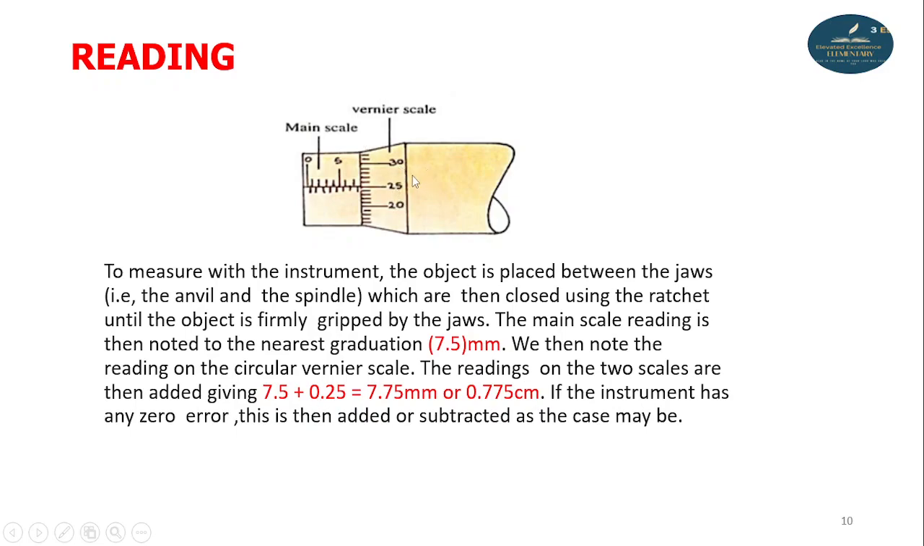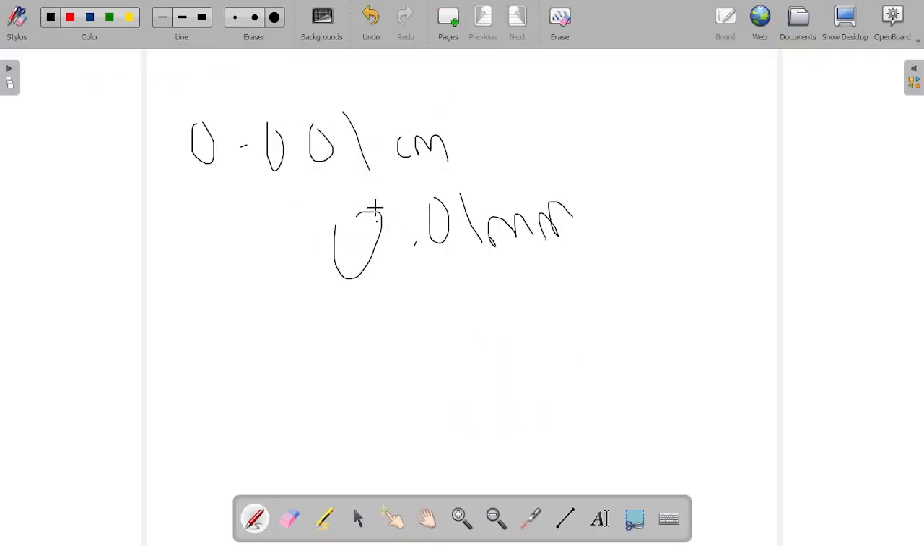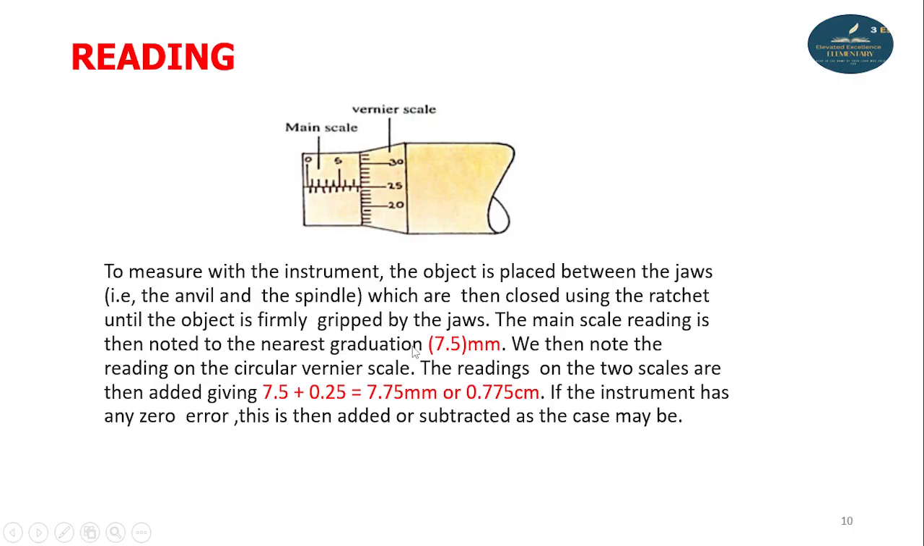So it depends on the gradation of this scale. If it was in millimeters, then we multiply 25 by what? By this 0.01 millimeters. So we get 0.25. That's how 0.25 is gotten here. So then 0.25, the vernier scale reading, is added to the main scale reading to get this.